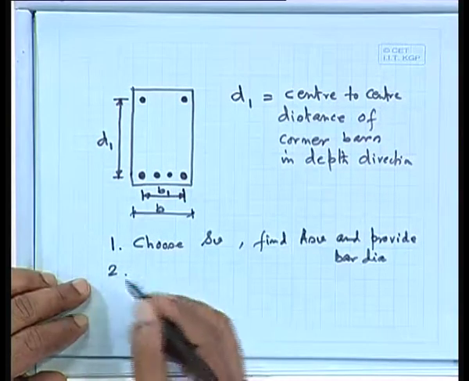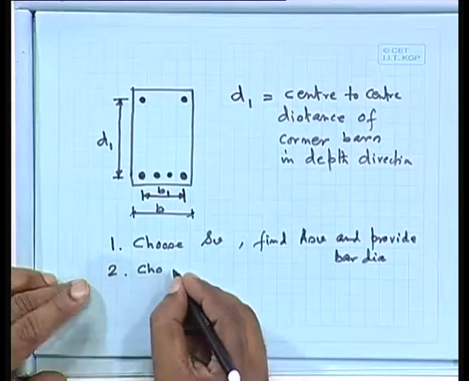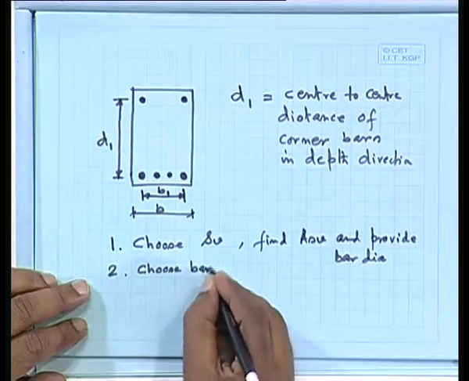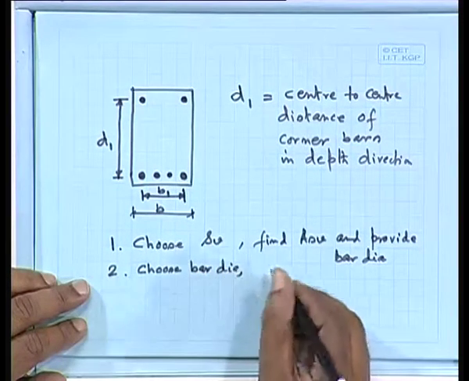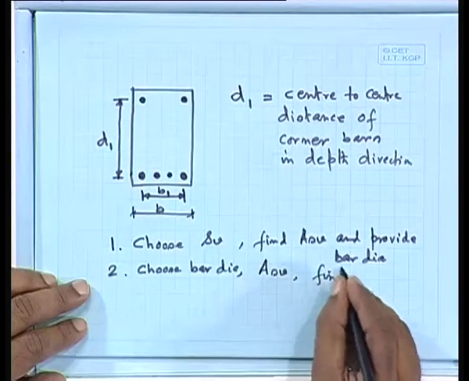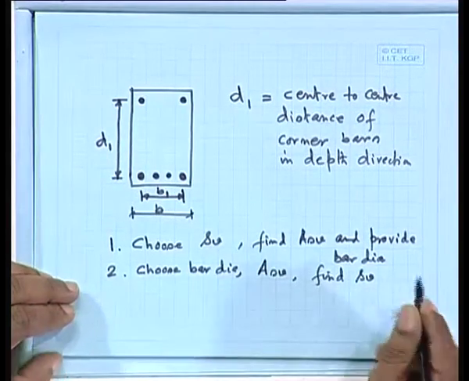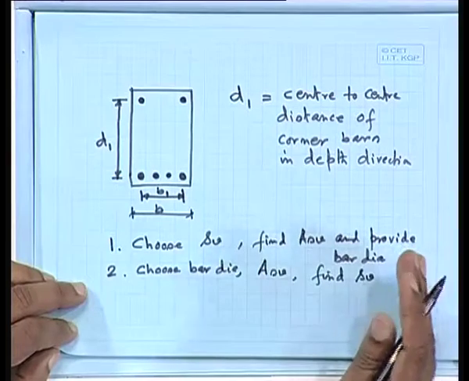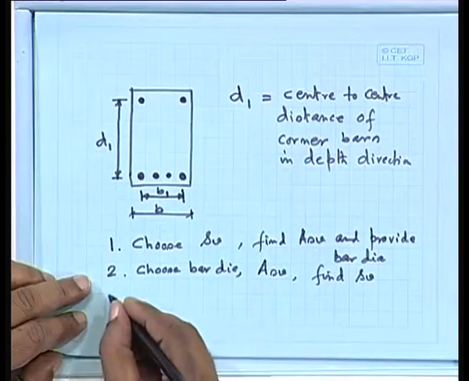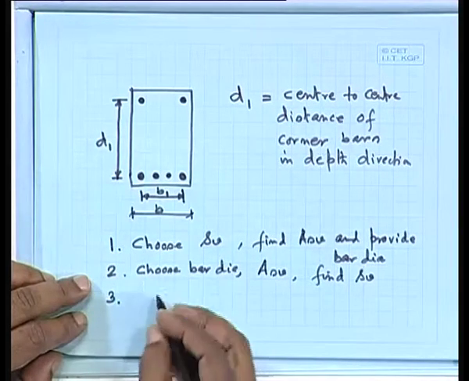Second case could be: choose bar diameter, in another way, that is ASV, find SV and provide as per the code, checking whether it is coming within the limiting value. The third could be the standard one that we have done for the beam in the beginning.